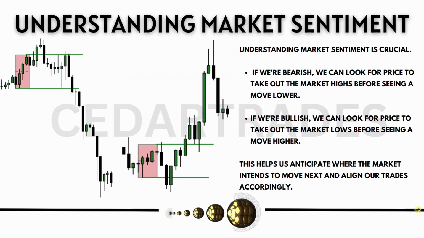Unlike that other slide, we said we need to see a break above the Asian high, then we continue buying above those Asian highs. Here we are looking at the market taking first the Asian lows, then it goes into a certain order block or fair value gap or OTE, and then we start looking for a move higher below the Asian session low. And this helps us anticipate where the market intends to move next, and we align our trades accordingly.